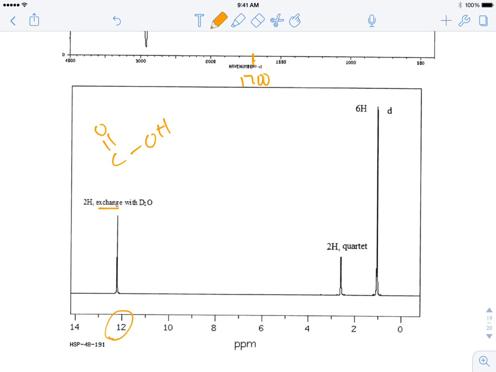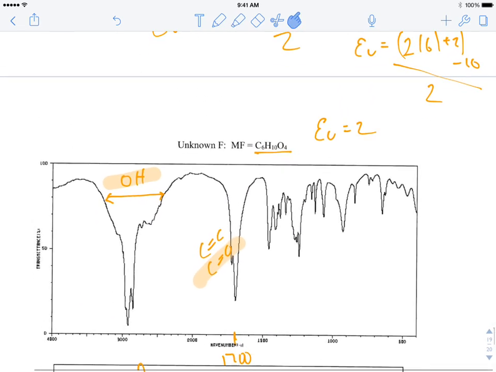One thing I want you to notice here, though, is we have 2 H's here, and a carboxylic acid only contains 1 H. So what does that mean? This is an indication of 2 carboxylic acids within the equation. And so we just found both our elements of unsaturation. We found both our double bonds.